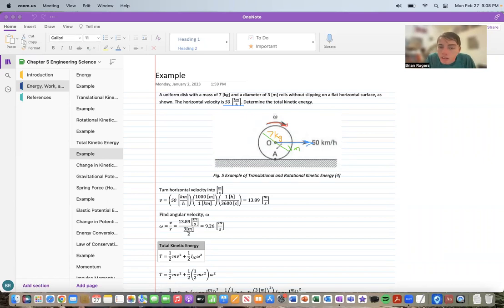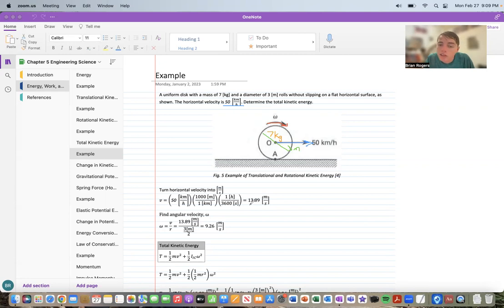So we know the mass of the disk, we know its diameter, and we know that it has a rotational part where it's moving, and it also has a translational part because it's moving along the x-axis. It's not just rotating. And so turning the horizontal velocity into meters per second, we're converting it from kilometers per hour. Remember, there's 1,000 meters in a kilometer, and in 1 hour, there's 3,600 seconds.